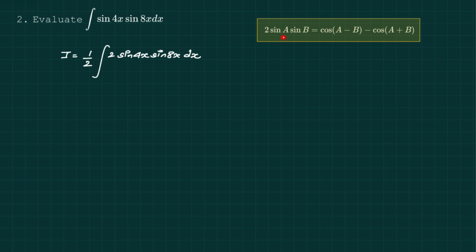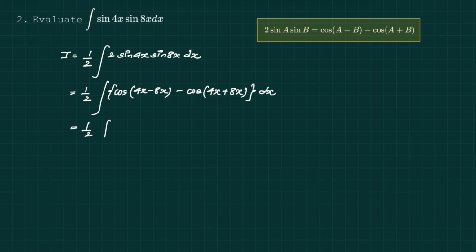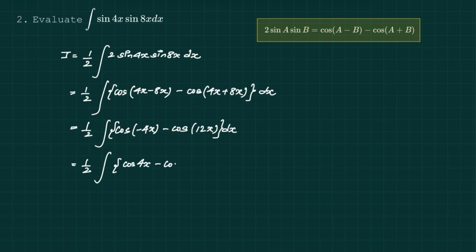The purpose of multiplying and dividing with 2 is to use this particular formula, that is 2 sine a sine b. Now using this formula we can write this equals 1 by 2 integration of cos of (a minus b), that is cos of (4x minus 8x), minus cos of (4x plus 8x) dx. Cos of 4x minus 8x is minus 4x, minus cos of 12x dx. And since we know that cos of minus theta is cos theta only, so here it will be cos of 4x only minus cos of 12x dx.